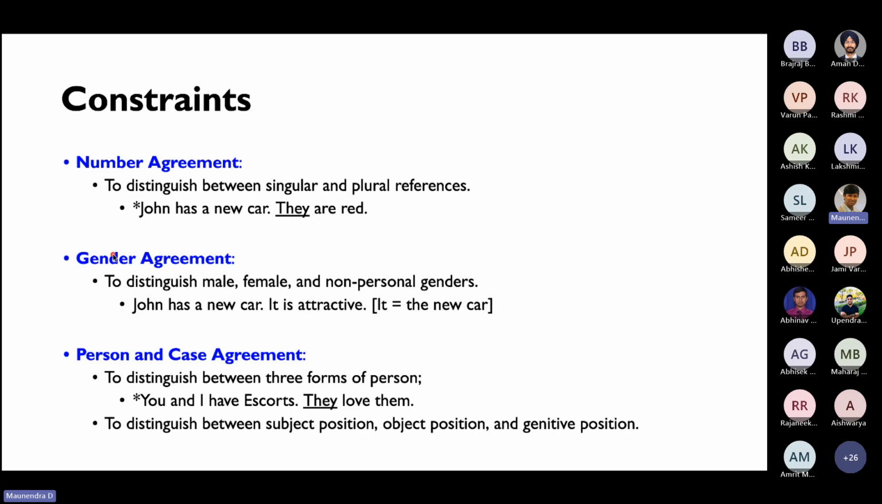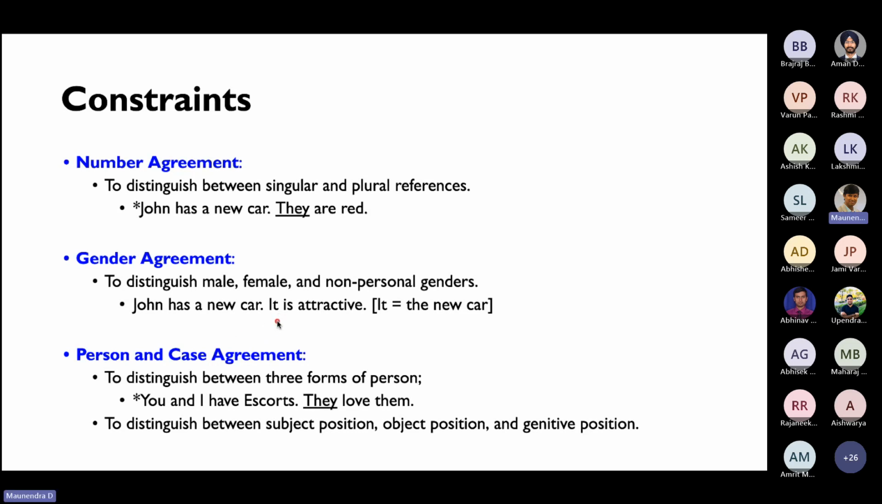Similarly, there could be something about gender agreement. Now this is to distinguish between male, female, and non-personal genders. Now, John has a new car. It is attractive, right? So here also the mentions would be John, car or a new car, and it. So, nouns or pronouns.